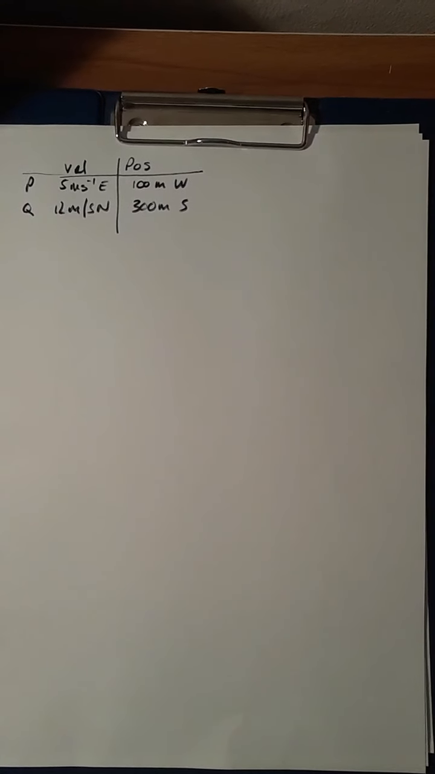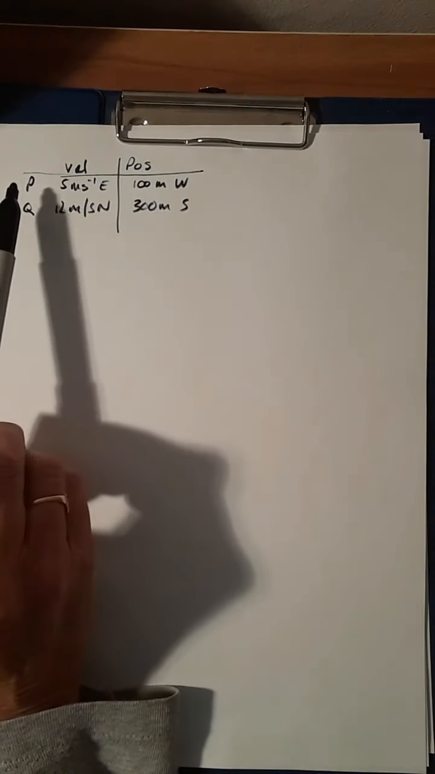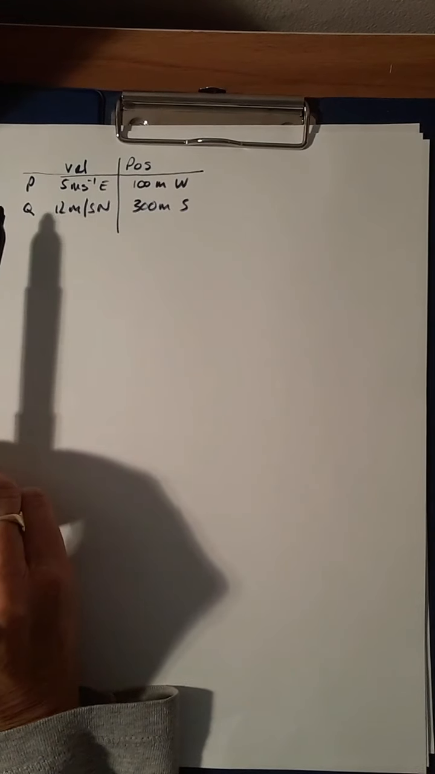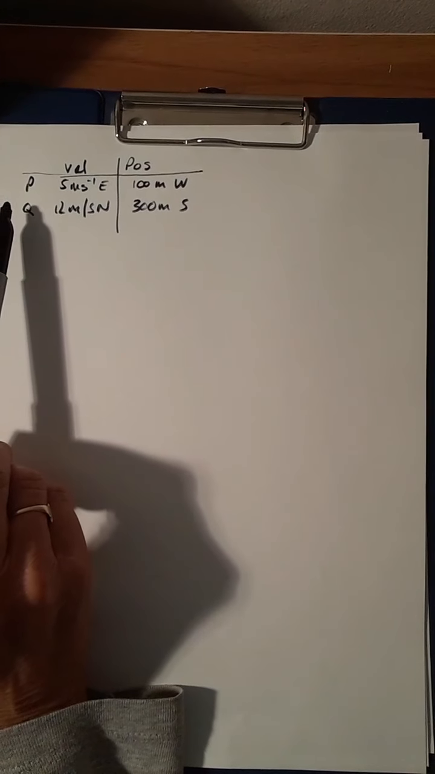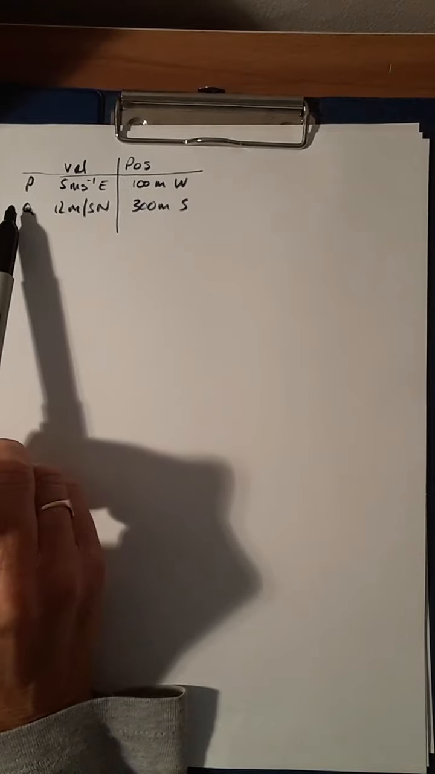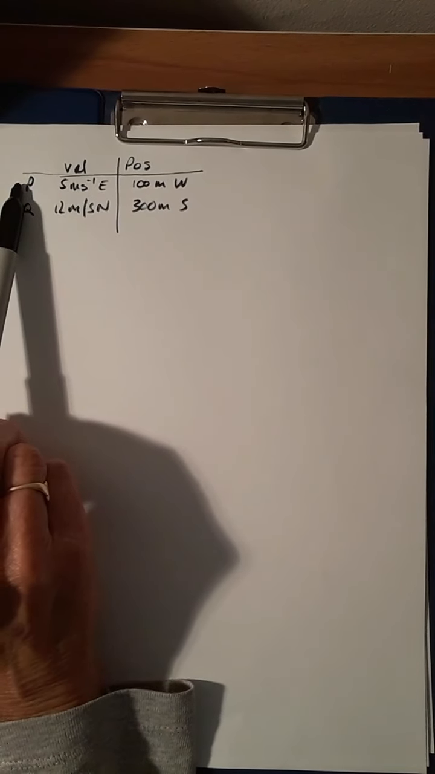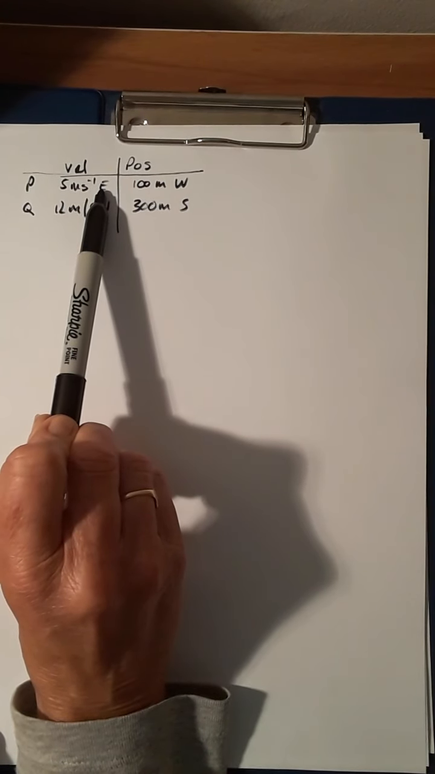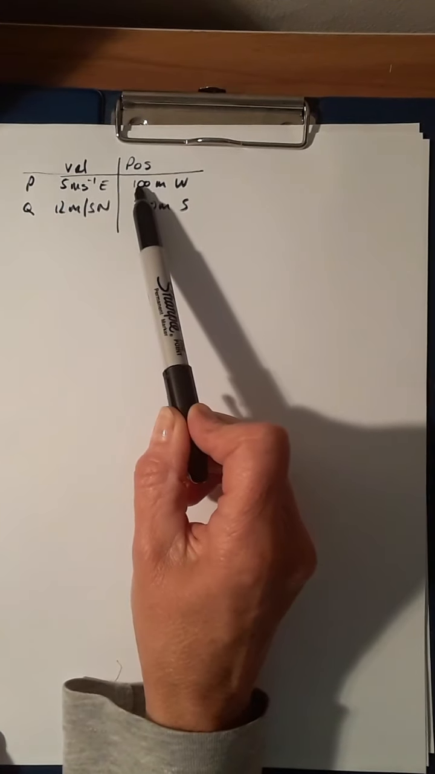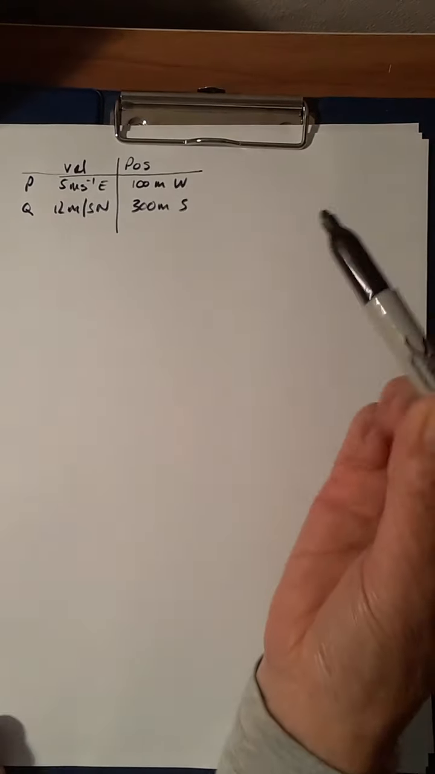Girls, starting with the first question on the relative velocity 2 document, the closest distance document. It says the following table shows the movement of two vehicles, P and Q. They're either moving towards or away from a junction, depending on the scenario. In this case, vehicle P is moving with a velocity of 5 meters per second in an easterly direction, and its position is 100 meters west of this right-angle junction.